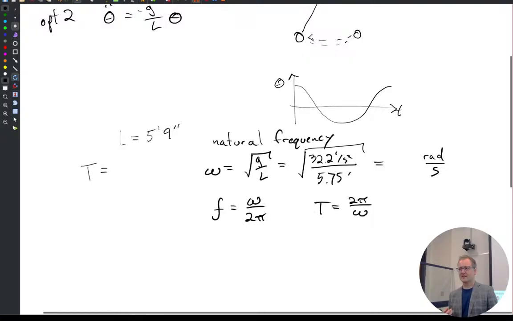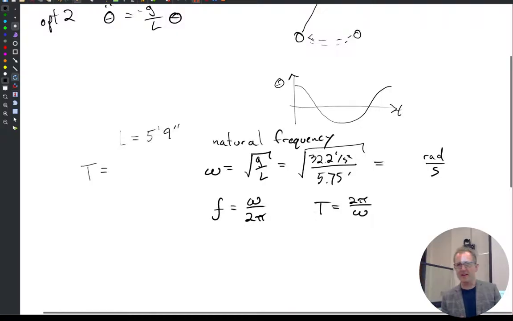F is hertz, the cycles per second. How many cycles per second we have. And the time period is how many seconds it takes for one cycle. So 1 over that frequency is going to give us the time period, the number of seconds per cycle. So now we're getting closer.